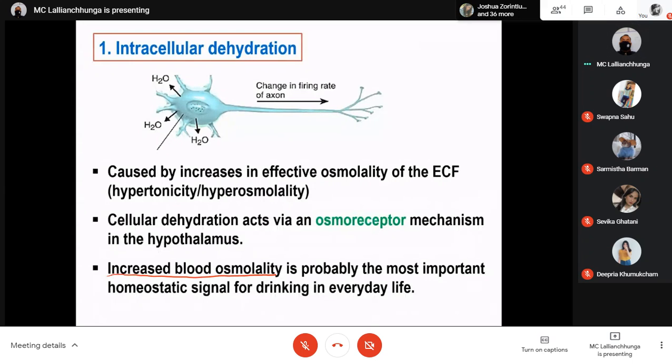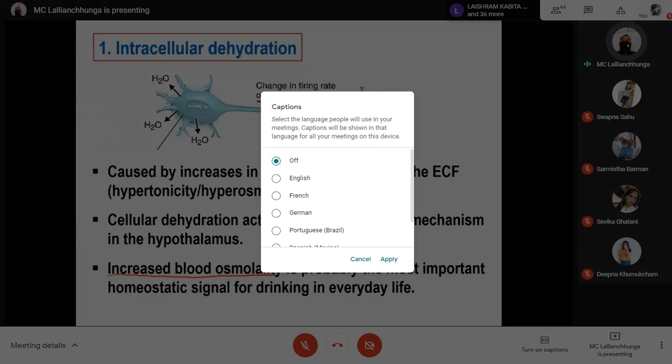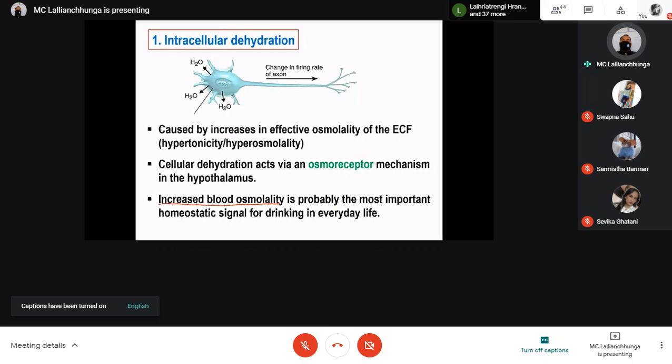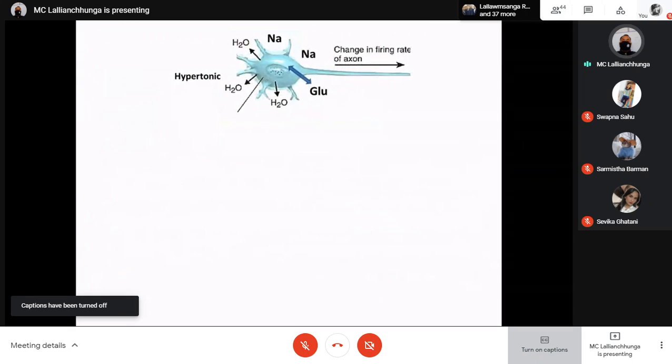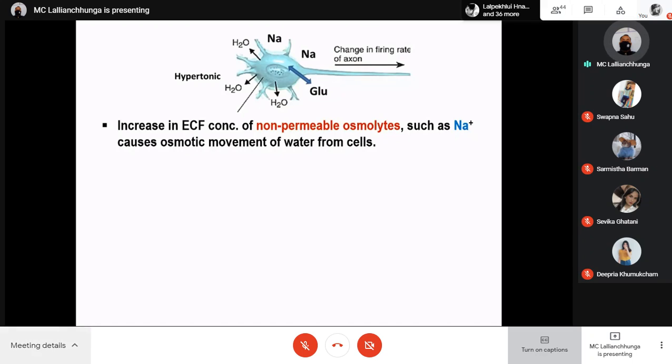Although loss of blood may induce thirst also, that is not common at all. But the most common reason why we have this desire to drink water is that there is increased blood osmolality or osmolarity. Why this is happening, we will see. Increase in extracellular fluid concentration of non-permeable osmolytes.